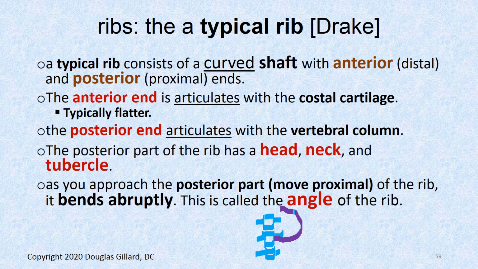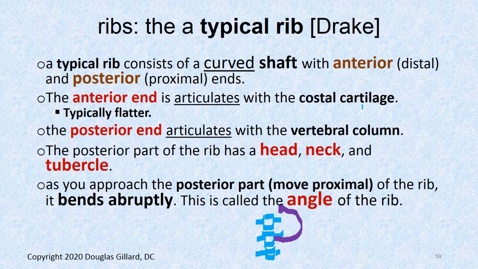This is distal. So the anterior part of the rib is distal. The posterior part of the rib is proximal. Okay, we good with that? All right. So that's a typical kind of a deal there.